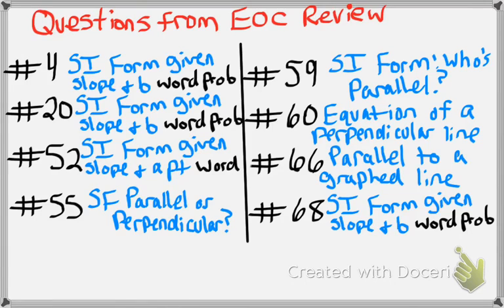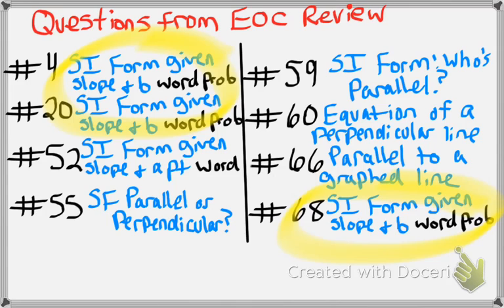All right, the questions you're going to see us do from the EOC review, these are the questions we're going to do. There's 8 of them, but notice there's a lot of repeats on types of questions. So, for example, you'll notice you need slope-intercept form when you're given the slope and the y-intercept. You need to find slope-intercept form, and it'll be a word problem. So the first 2 questions are the same. And then this last question, number 68, is the same.